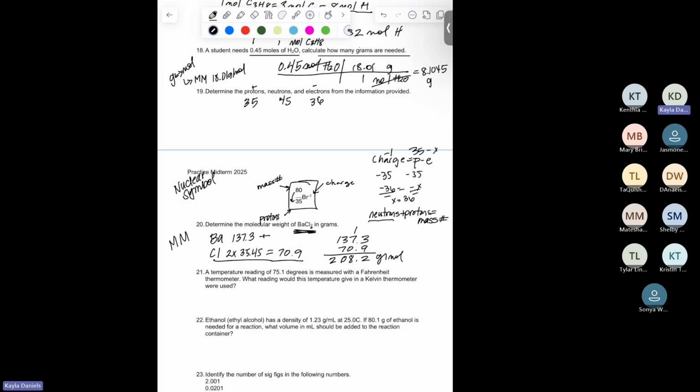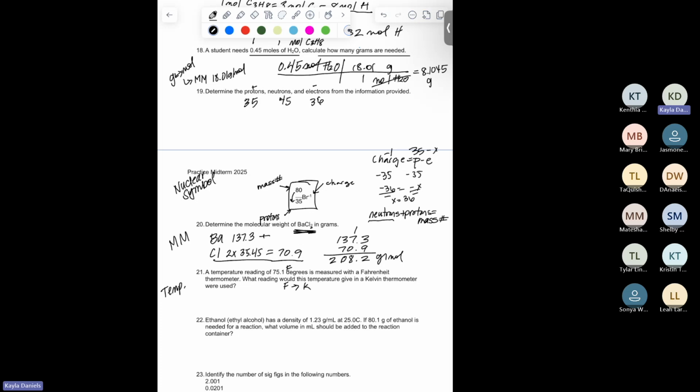We're talking about temperature. So we're going to want to reference that formula sheet, where we're going to want to reference the formulas for temperature. All right, so it says a temperature reading of 75.1 degrees is measured with a Fahrenheit thermometer. Okay, so they're telling me that this is Fahrenheit in a lot of different words, but okay. And we want to know if it was Kelvin. Okay. So we got to go from Fahrenheit to Kelvin.